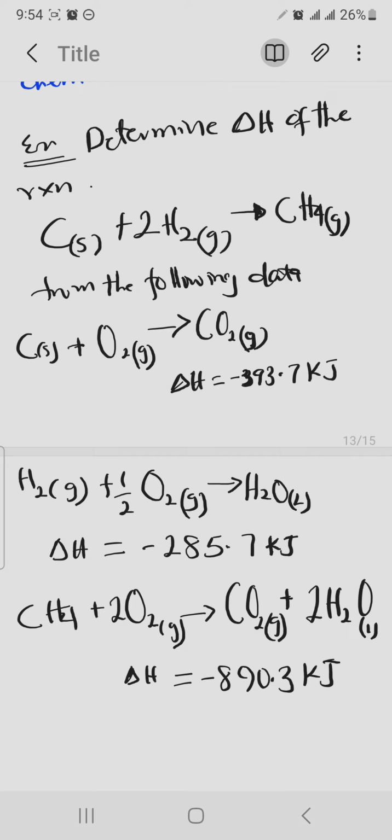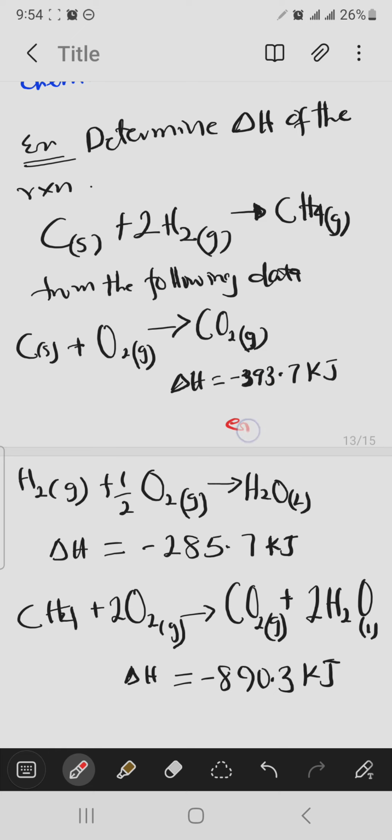The second thing is that we have two types of reaction. It can be an endothermic or exothermic reaction. When it is exothermic, we have this minus. And when it is endothermic, it's positive. All these ones are exothermic reactions.